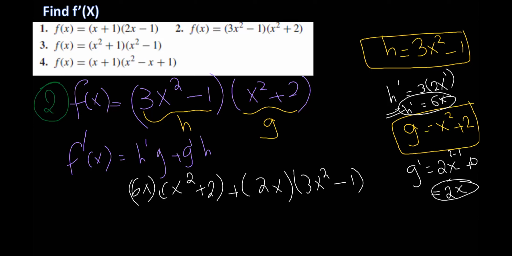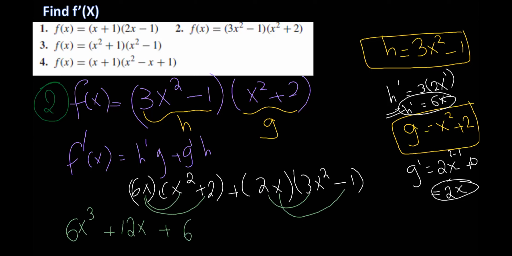Yes, teacher. Then let's distribute the functions. 6x times x squared is 6x cubic plus 12x, plus 2x times 3x squared is 6x cubic, minus 2x times 1 is 2x. I multiplied 2x with each term. And 6x times x squared is 6x cubic, and 6x times 2 is 12x.